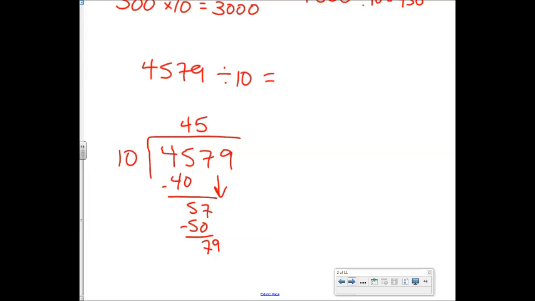How many times does 10 go into 79? What do I do now? How many times does 10 go into 90?